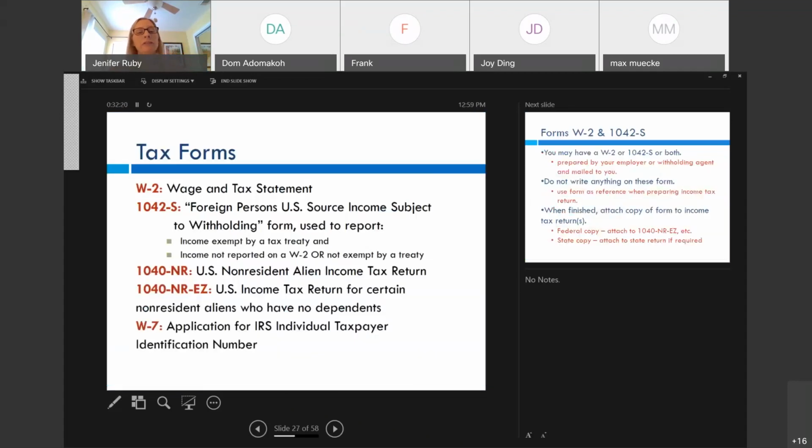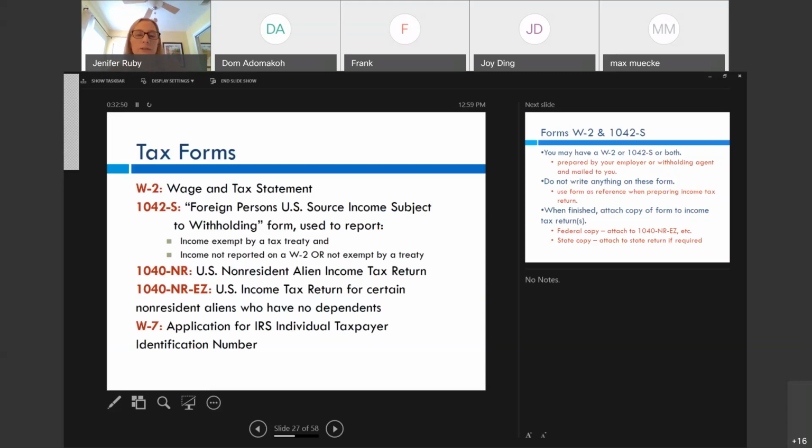All right, so I've been referencing some forms and form names. The W-2, already mentioned at the beginning, is the statement that you would have received from your employer that references your wages or your earnings and also the estimated taxes that have been withheld. The 1042S, as you can see on the slide, is considered the foreign person's U.S. source income subject to withholding form.